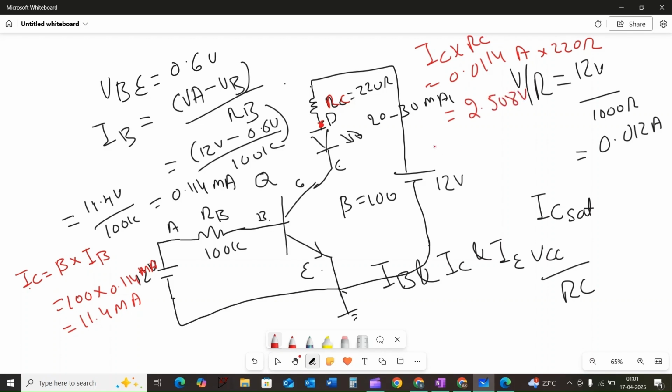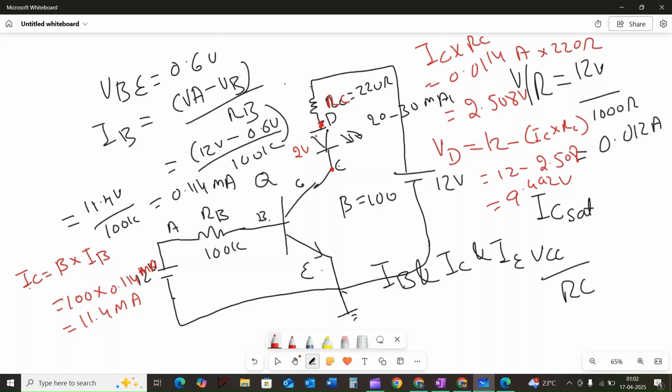So that voltage at VD is equal to 12 volt minus IC into RC, which is equal to 12 volt minus 2.508, which is equal to 9.492 volt. To estimate the potential at point C, we need to know that typically the LED's forward voltage drop is approximately equal to 2 volt.